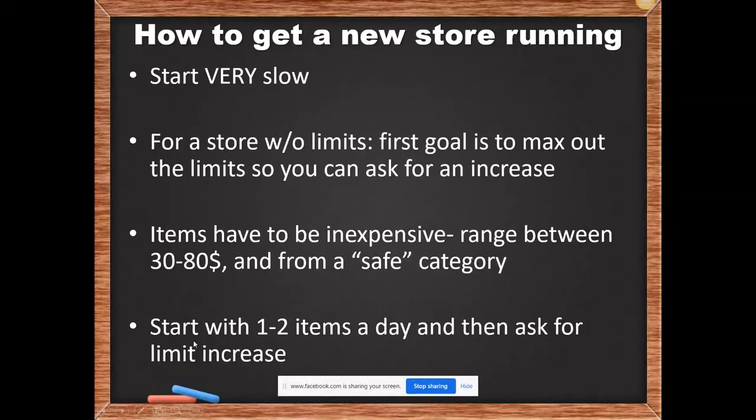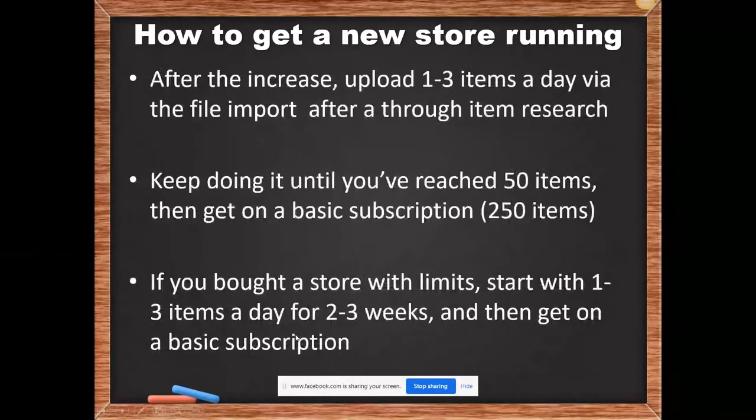So we have like 10 items, right? So you start with 1 to 2 items a day. And then you ask for a limit increase. So either it will take you like 5 days to get to the 10 items, or you'll max out the $500 limit you have, whichever comes first. Okay, but you do it very slowly. You don't do all the 10 items in one day, okay?